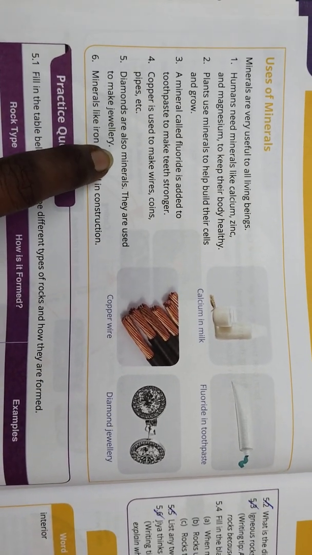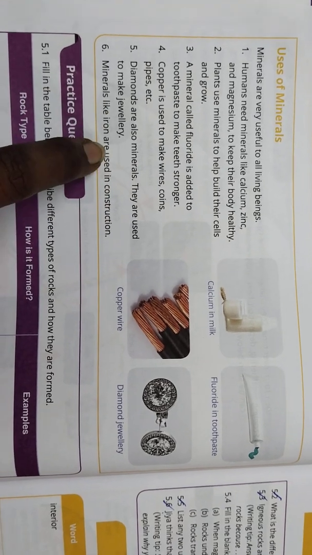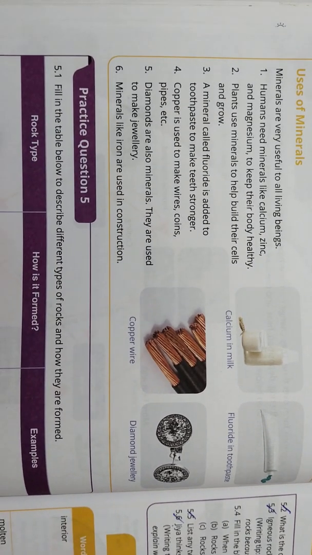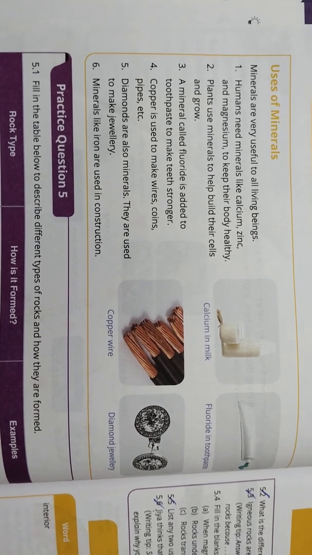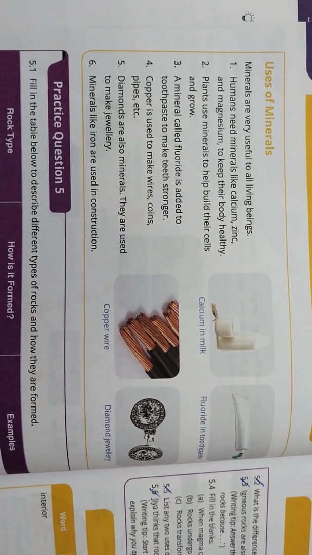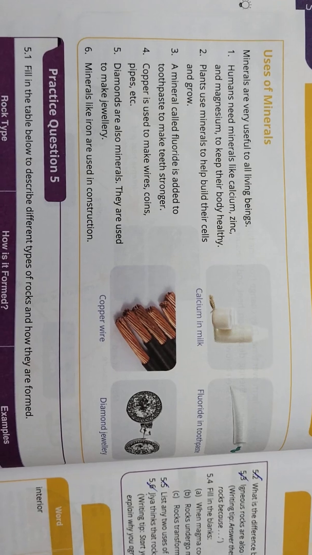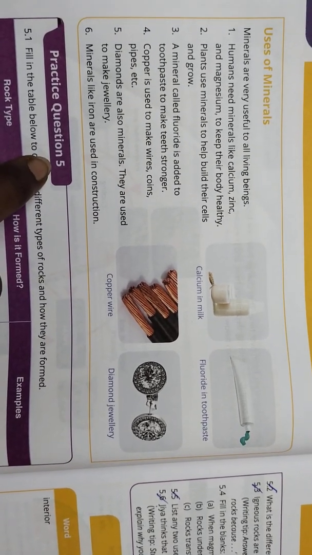So next is about diamonds. So here diamonds are also minerals. They are used to make jewelry. So you all know that. In the jewelry, the earrings, studs, everything are made with diamonds, right? They have included the diamond stones there. And it was very precious.